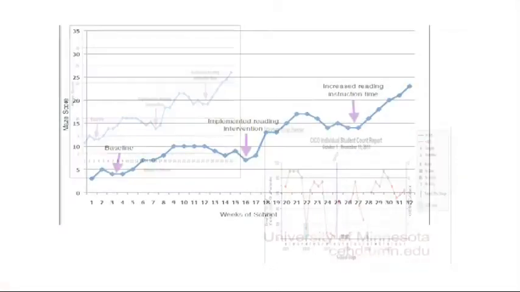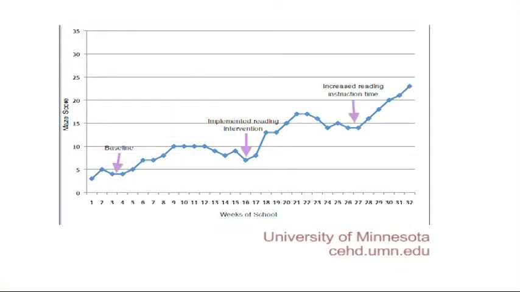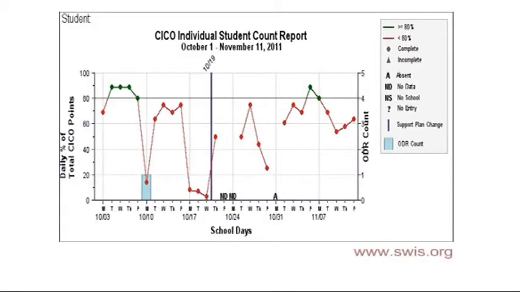For example, the top graph depicts a student's response to a reading intervention over a period of weeks. In the second graph, a student's progress is monitored with implementation of a behavior intervention called Check-in, Check-out, or CICO. It shows the number of times the student was able to earn at least 80% of his points for his behavior goals.